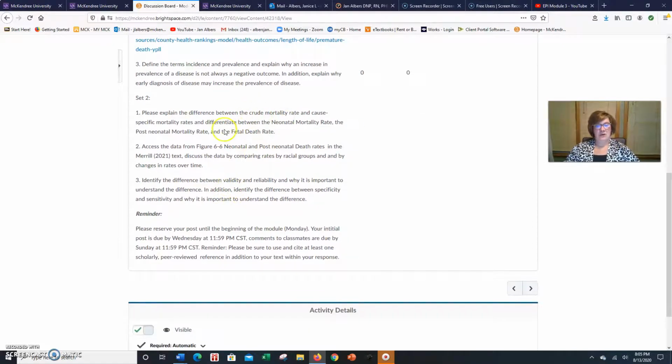And we're going to, within your book, there's a graph that you're going to be examining if you choose set 2, and really determining, reading that graph and reflecting on that information as well.